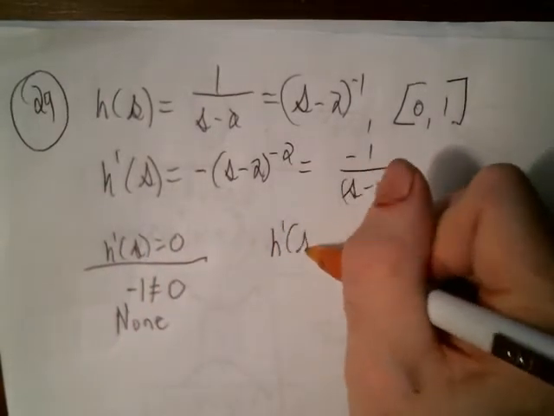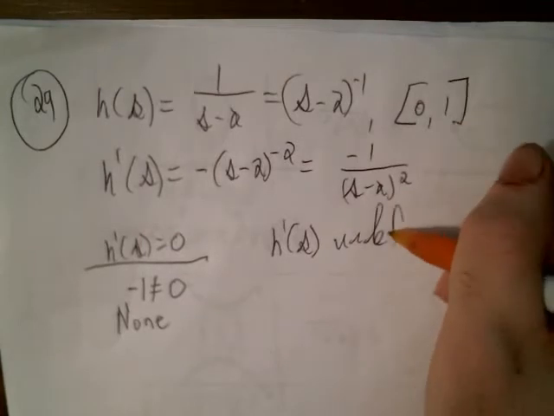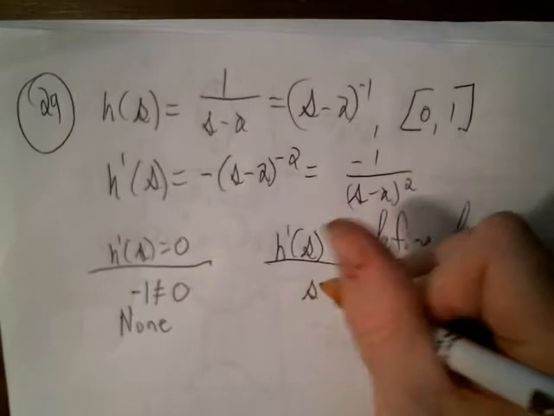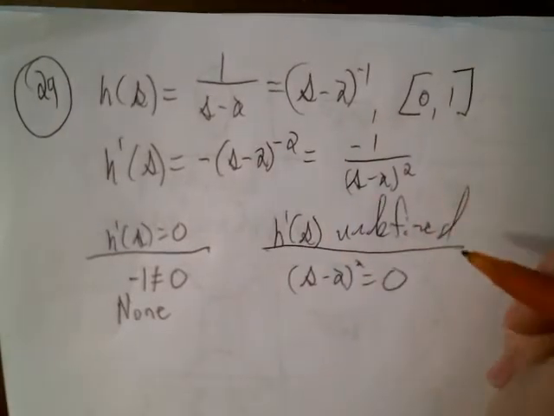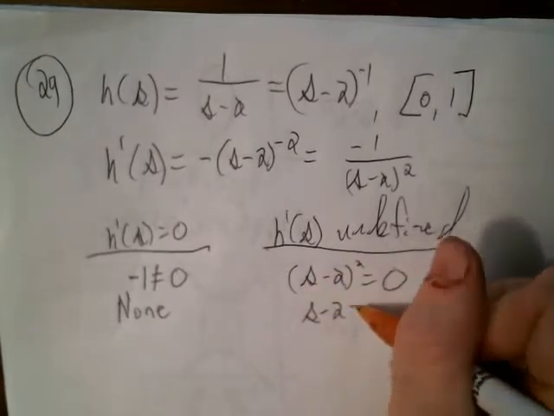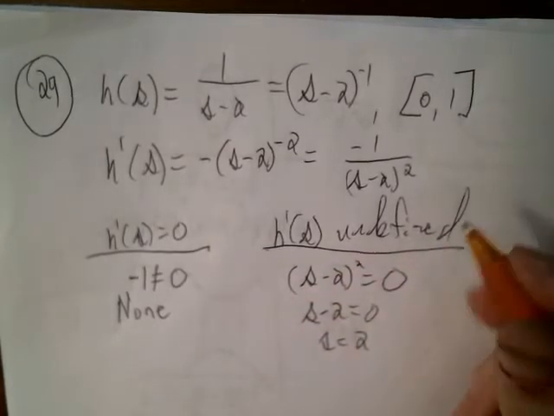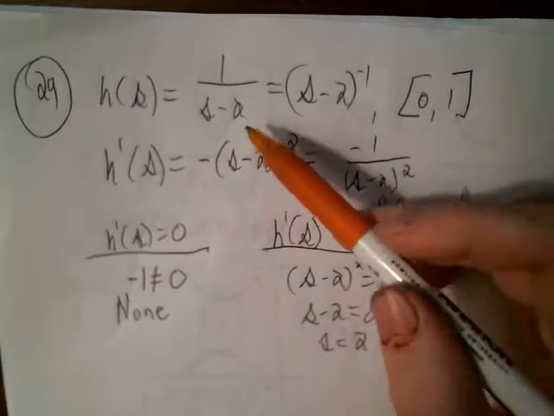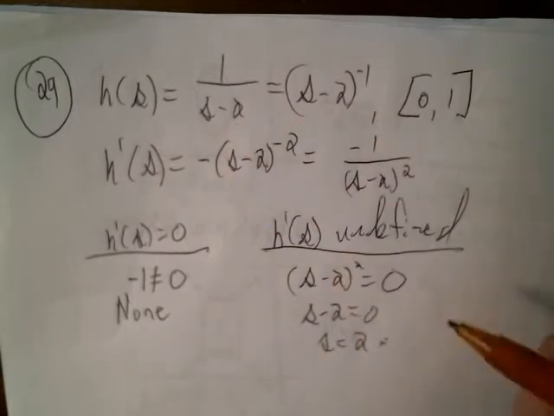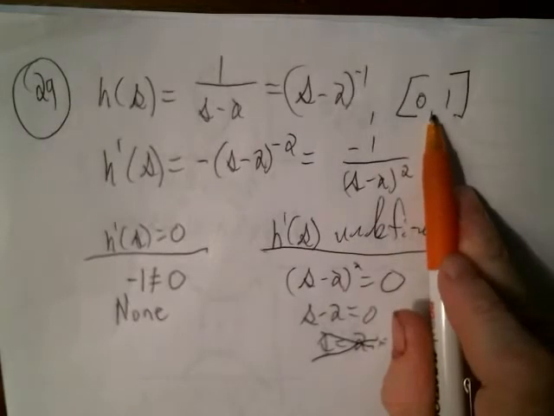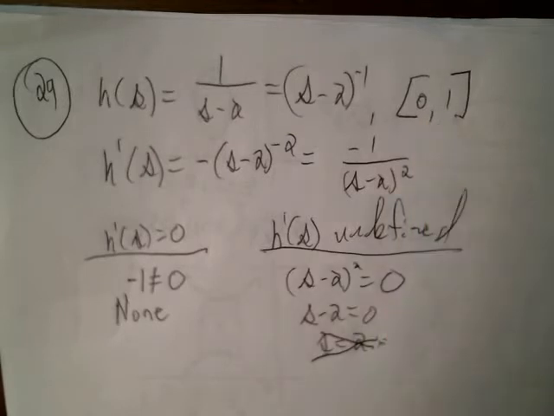Then where h prime of s is undefined, you just take the denominator and set it equal to 0. So I have s minus 2 squared equal to 0. Square root on both sides, s minus 2 is 0, so s is equal to 2. Technically this is not a critical number because the function is not defined at 2. So we would exclude it for that reason alone, but not only that, it's not even in our interval. So there's no way to lose here. You just throw it in the trash.